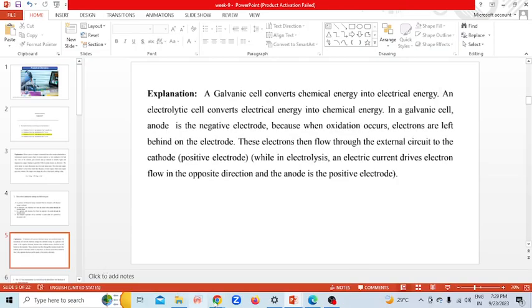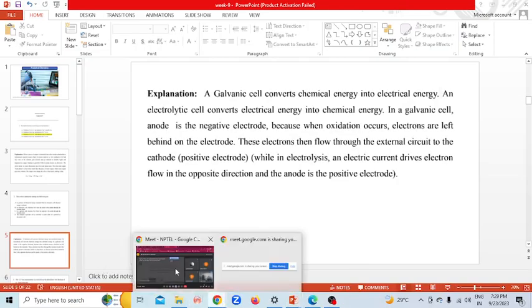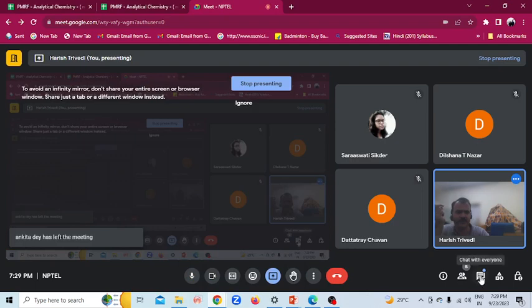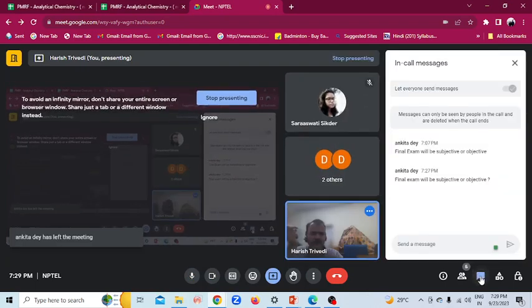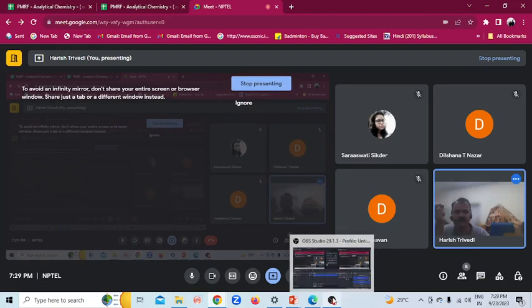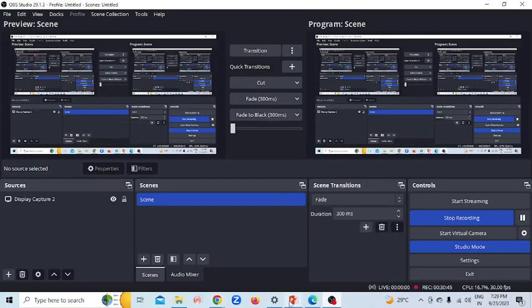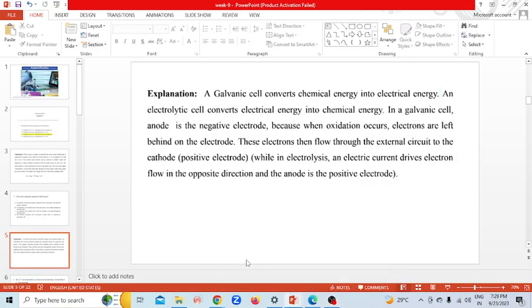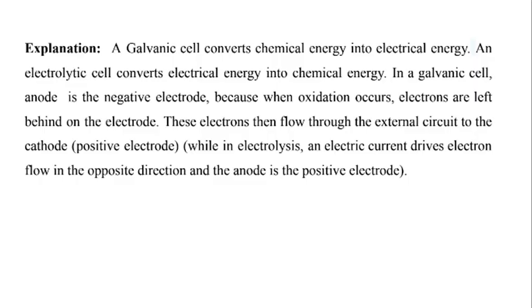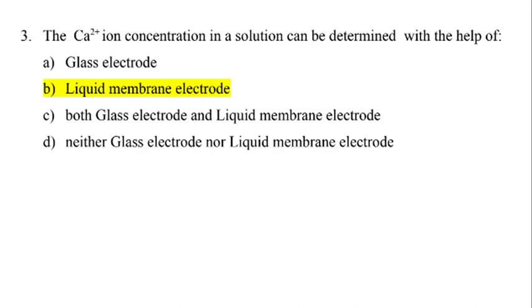Let me see if anyone is writing something. Okay, so this is clear. I think the second question is clear. Third question.